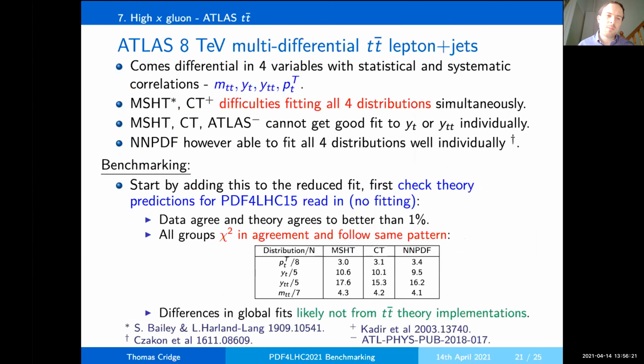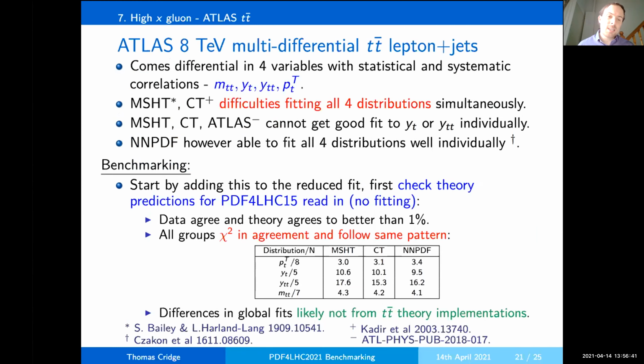For those of you who haven't been following this story, essentially this data comes differential in 4 different variables with statistical and systematic correlations included. And that means that theoretically you can fit all these 4 distributions simultaneously. In reality, what's been observed is that MSHT and CT find difficulties in fitting all these distributions simultaneously. You get a very poor fit.